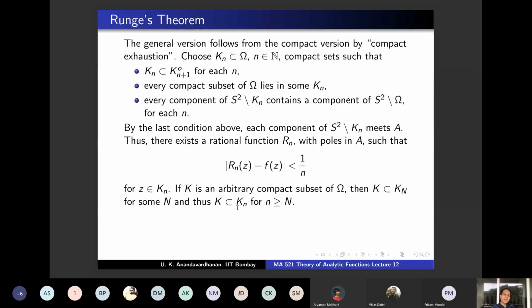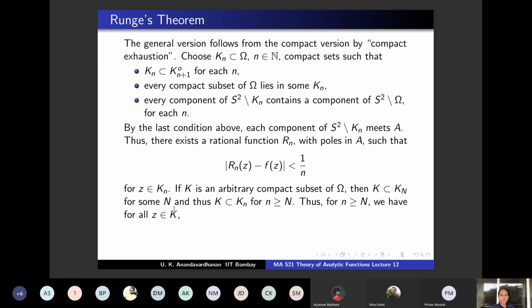Therefore, K is contained in some Kn for some n, and thus K is contained in Kn for all n bigger than or equal to that N by the first condition. So if K is an arbitrary subset of Ω, there is a stage N beyond which K is contained in all those Kn. This is part of compact exhaustion. And therefore, what have you proved? N does not depend on z. N depends only on compact exhaustion.